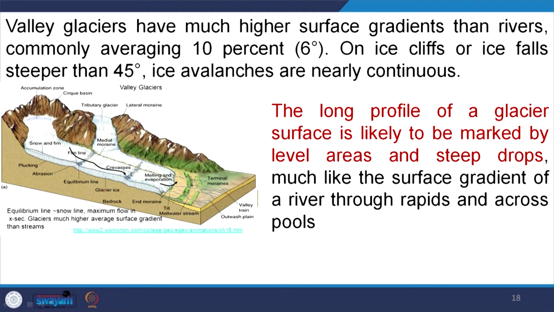On ice cliffs or ice falls, it is steeper than 45 degrees. Then in ice avalanches, it is nearly continuous. The long profile of a glacier surface is like a river profile.